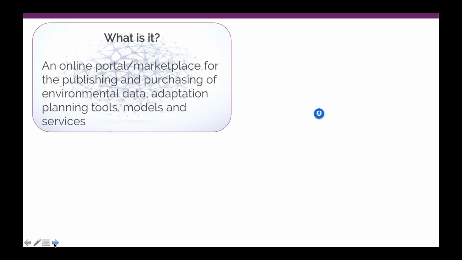So what is it, first of all? Well, it's an online portal. It's a marketplace for the creators of data to be able to publish that data in a way that practitioners, that consumers can purchase it. And that's environmental data, adaptation planning tools, models and services. And the way the hub has been designed is it's incredibly extensible, so we can grow out with new categories of data and new categories of tools as and when they become available.